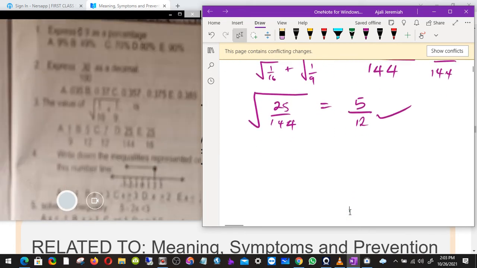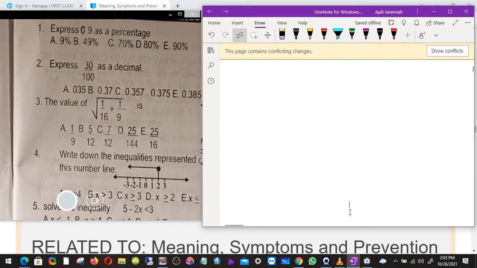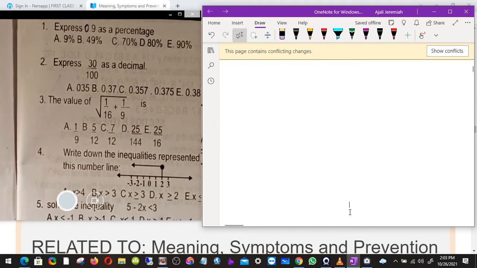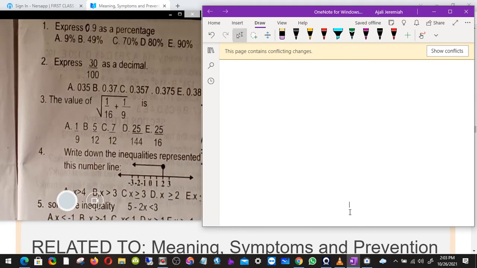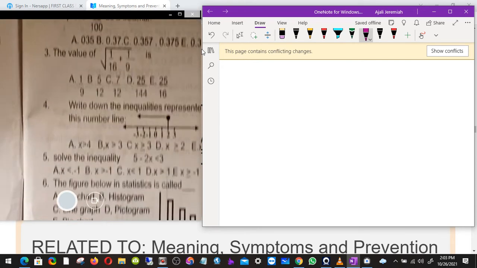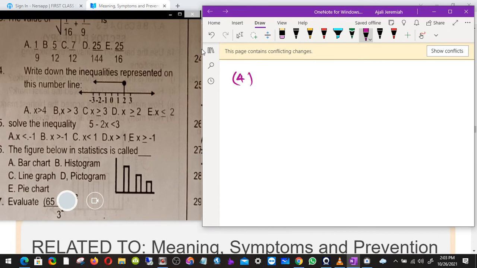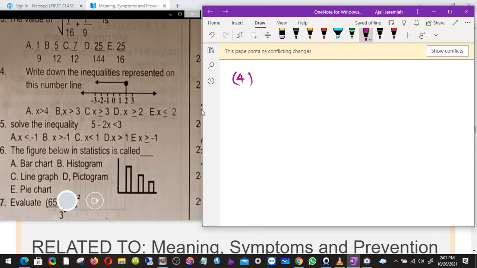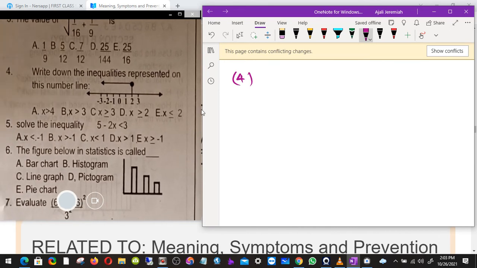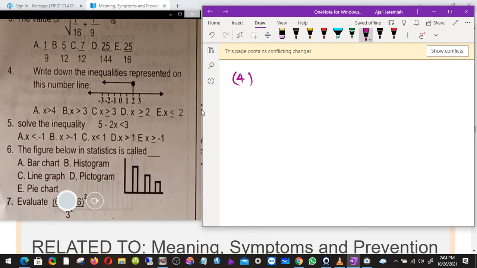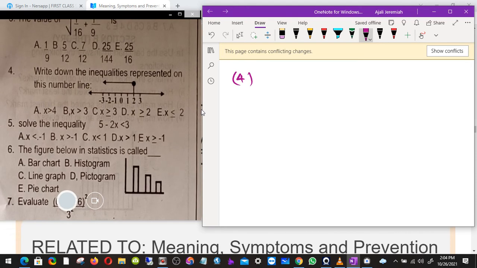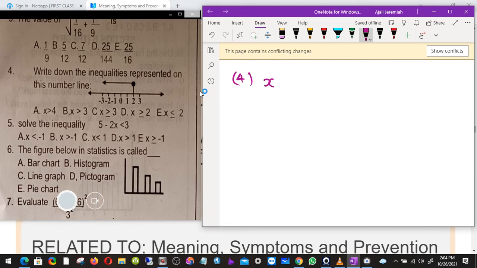Number 4. Camera guys, please position well. Number 4, please. Okay, if you look at this number line, it's on 2, right? Yes. It's pointing in the less than direction, and it's shaded, right? So that'll be equal to. So it is x less than or equal to what?